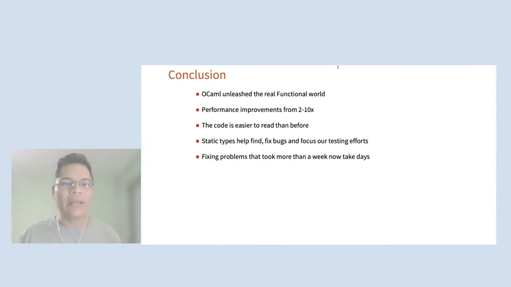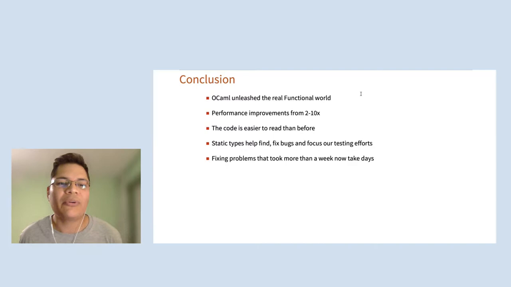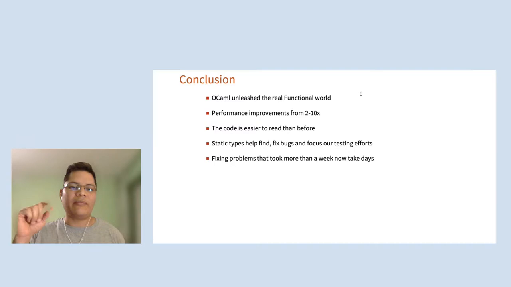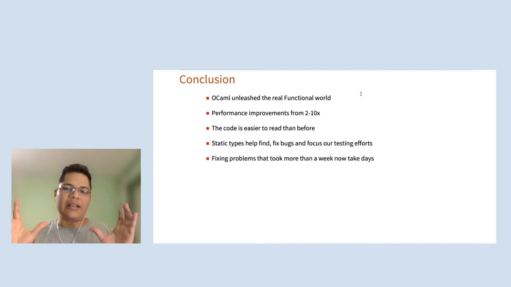As a conclusion, OCaml really helped us unleash the real functional world of programming inside System Modeler. We got performance improvements that went from 2x to 10x. The resulting code is easier to read than before. And the features of OCaml, like the static typing and all the integrated warnings, have helped us to find and fix bugs and focus our testing efforts in a different way, because we don't need to test every tiny function, but we can create larger tests that test a feature just as the user will experience it.